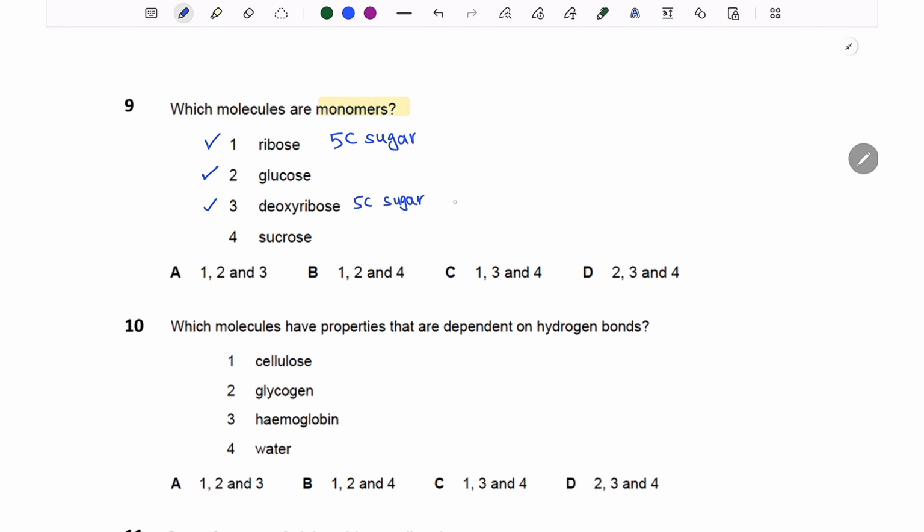Again, this is also a 5-carbon sugar monomer. The difference between ribose and deoxyribose is that it has one less oxygen compared to ribose. Just so you know, for that kind of question if it comes up. Sucrose is not a monomer because sucrose is made up of glucose plus fructose, which are 2 different monomers. So our answer is A.